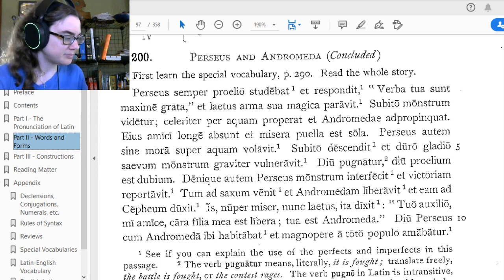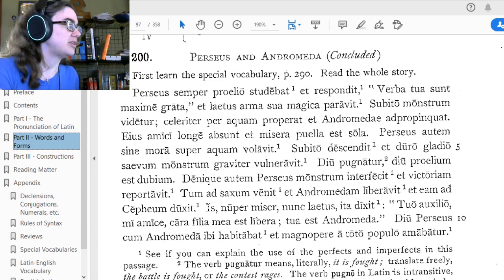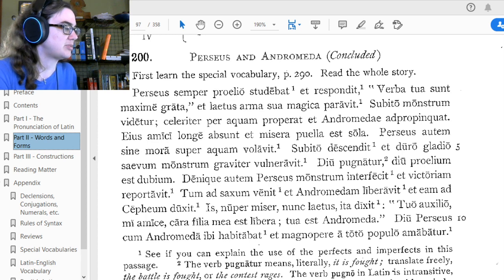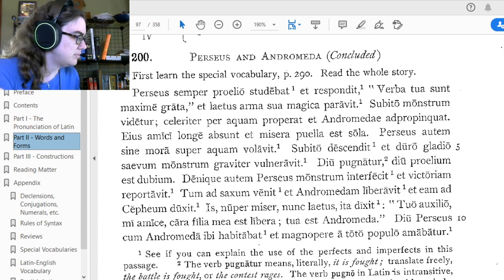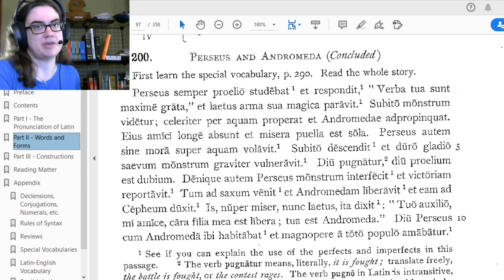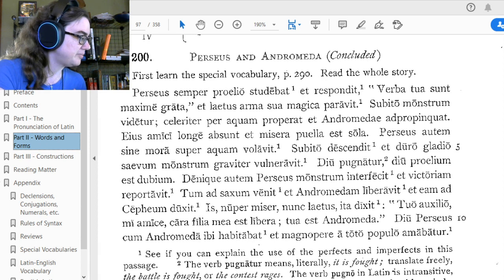Very nice. I think it's just the pronunciation of possum, and sometimes people write it without the O because it's not pronounced. Oh, possum. Now I have to look up what the etymology of a possum is, and then we'll read about Perseus and Andromeda.